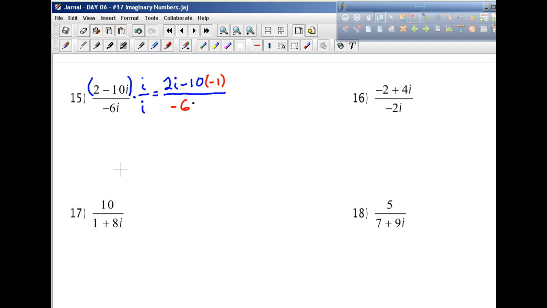And on the bottom, I'll have negative 6, i times i, negative 1. So the negative 1's come from the two i squareds. And then just simplify as needed. So the top will now be 2i plus 10. The bottom will now be 6.